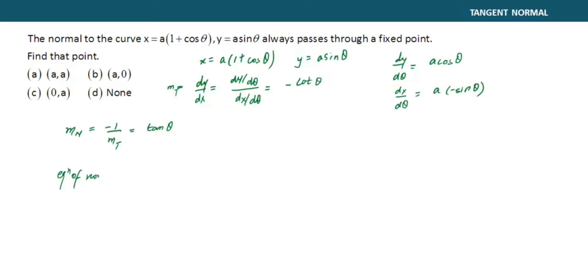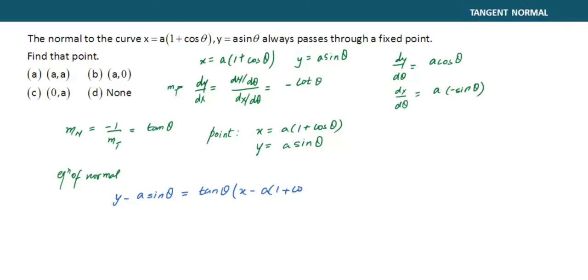So for the equation of normal, we'll use this as the slope and this as the point. You also needed the point, so the point is already given, right? This is the beauty of the parametric form, that points are already given to you. You don't have to waste your time thinking about it. So the equation of normal can be written as y minus a sin theta is equal to m times, that is the slope, tan theta, into x minus a(1 plus cos theta), right? This is the equation of normal we were looking for.